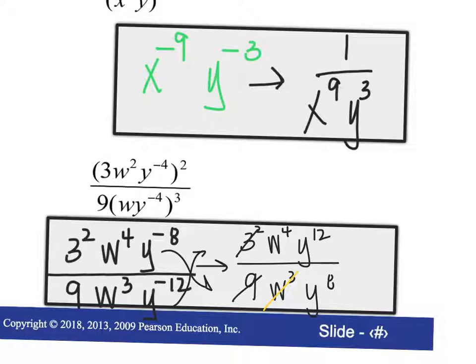I've got w to the 3rd down here, and there is a w to the 3rd in here, but with a w to the 1st left over. I've got y to the 8th on the bottom, goodbye. I do have a y to the 8th in here, so goodbye, with a y to the 4th left over. There's that subtraction that we've been talking about. Again, visualize that there are 12 y's multiplying here. There's 8 y's multiplying here, and you're crossing off 8 of them. So you're left over with 4 for a final answer of w to the 1st, y to the 4th, or just w, y to the 4th.